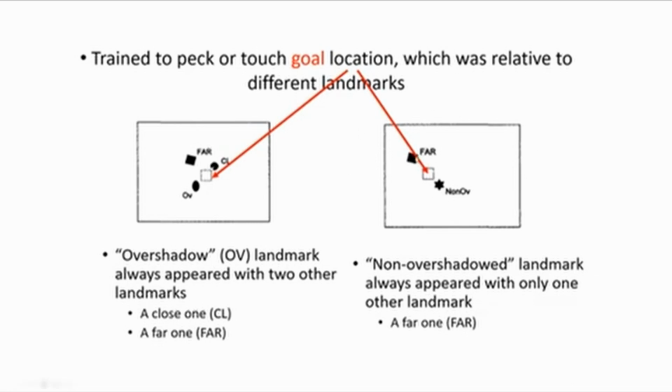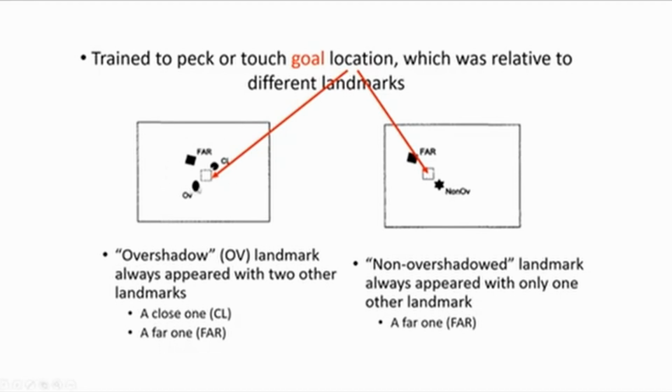And the way that we tend to encode spatial information is that stuff that is closer to whatever we're trying to learn tends to be considered more important, and we tend to learn more about it. So the idea here is that in this situation, this far landmark is less important, so we should only learn about the really close, non-overshadowed landmark.